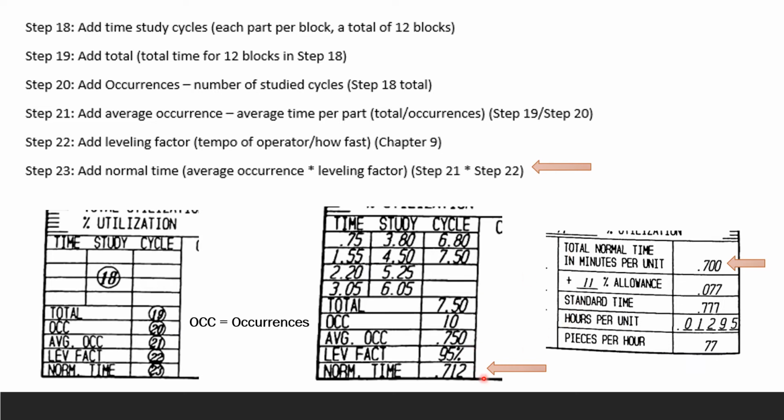And we're gonna transfer that data to this side by rounding it to one decimal, and you're gonna get the total normal time in minutes per unit and put it right there. Okay, and then you add your break time. You get your standard time. You already got your hours per unit.